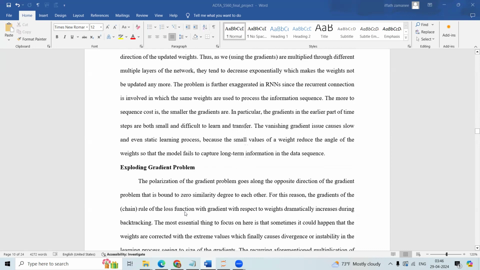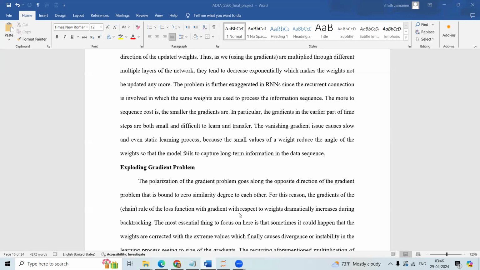So coming to the exploding gradient problem. The exploding gradient problem goes in the opposite direction of the vanishing gradient problem, which tends toward zero.